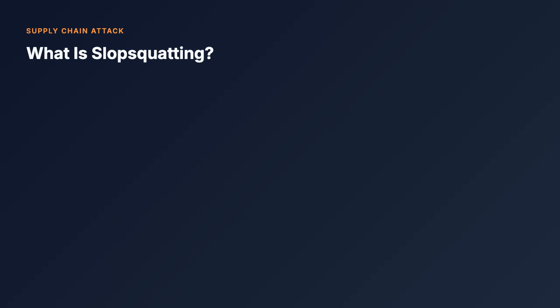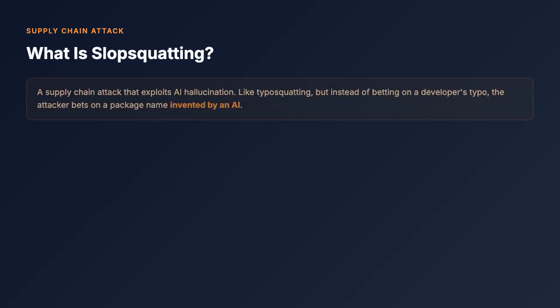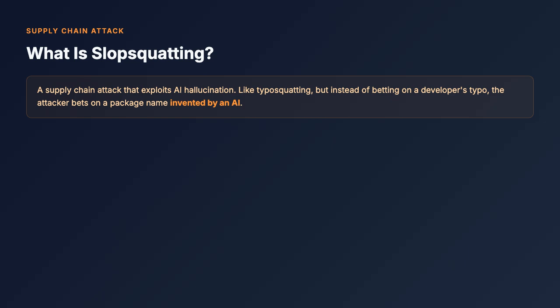Now let's talk about slopsquatting, a supply chain attack that exploits AI hallucination. The term was coined by Seth Larson at the Python Software Foundation. It's like typosquatting, but instead of betting on a developer's typo, the attacker bets on a package name invented by an AI.